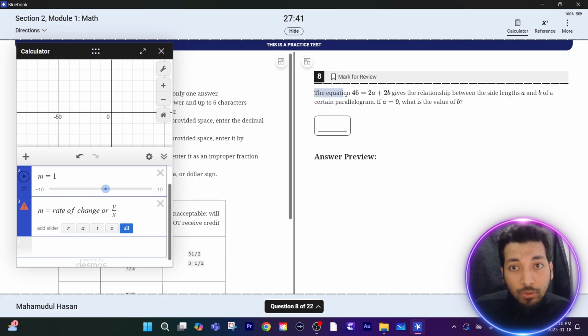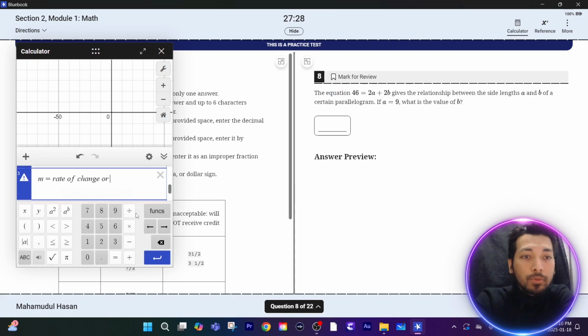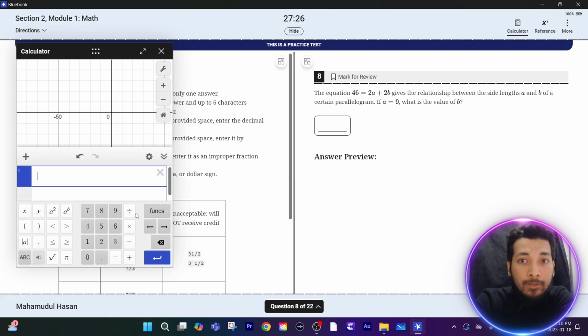The problem says the equation 46 is equal to 2a plus 2b gives the relationship between the side length a and b of a certain parallelogram. If a is equal to 9, what is the value of b? So we can directly put this in the calculator. So 46 is equal to 2a plus 2b. Now we know that the value of a is 9. We can just replace this with 9.